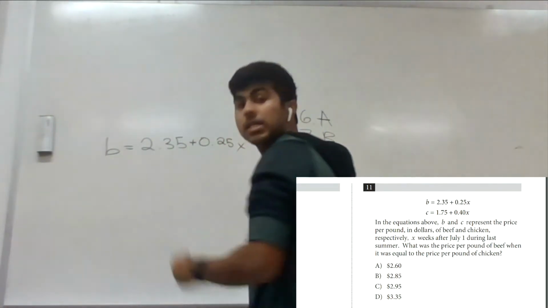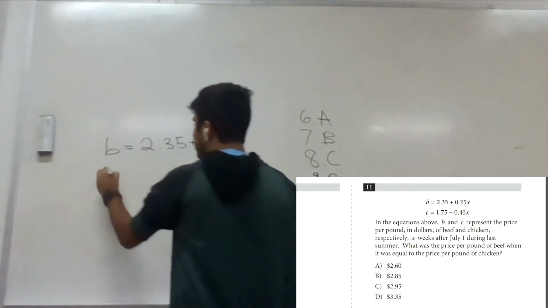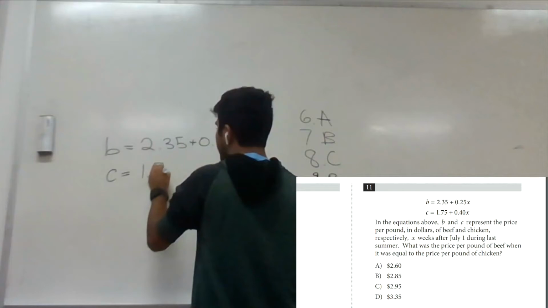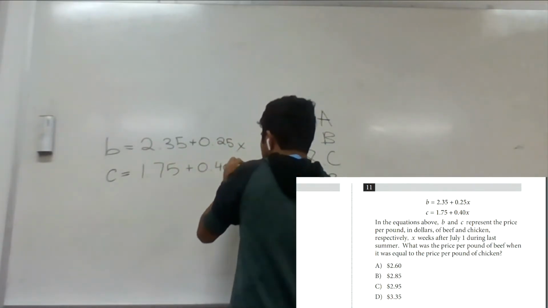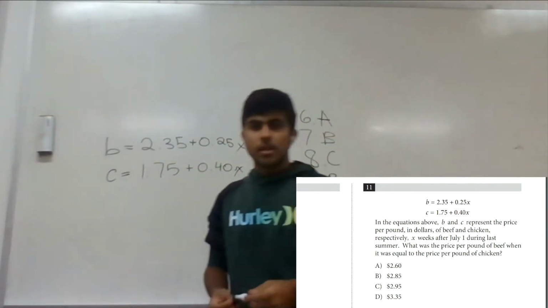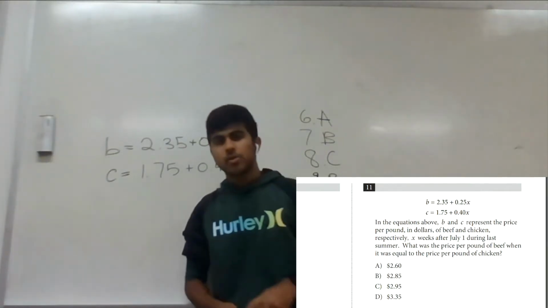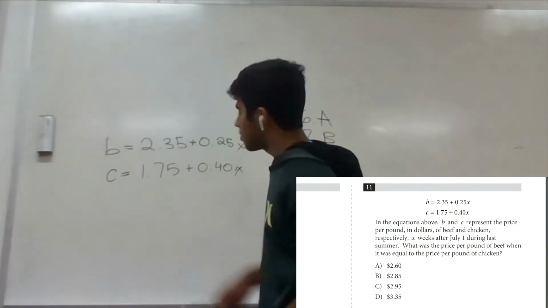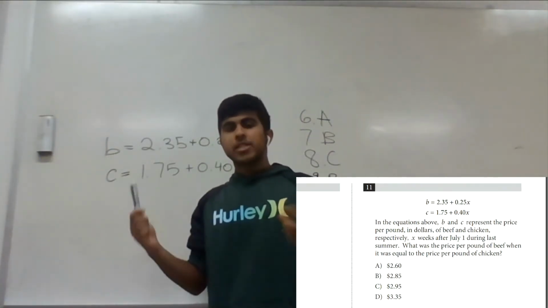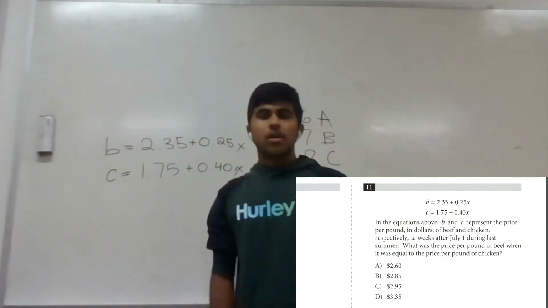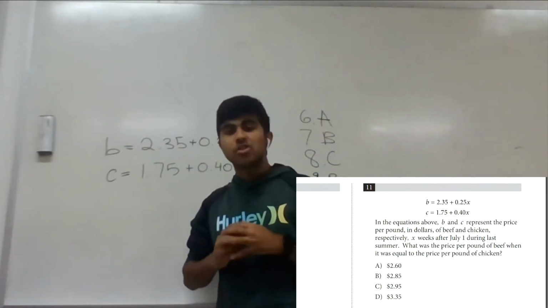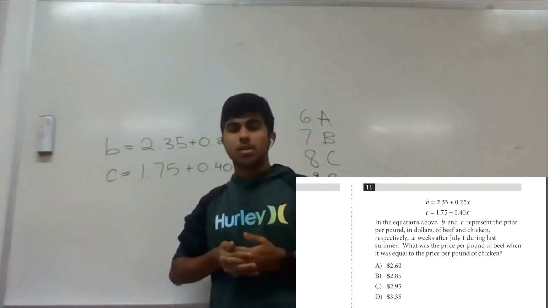0.25x. And C equals 1.75 plus 0.40x. Okay, so what are we told? We're told in the equations above that B and C represent the price per pound in dollars of beef and chicken, respectively, x weeks after July 1st during the last summer.